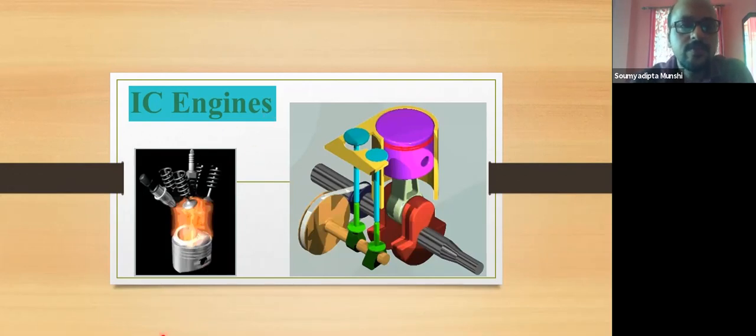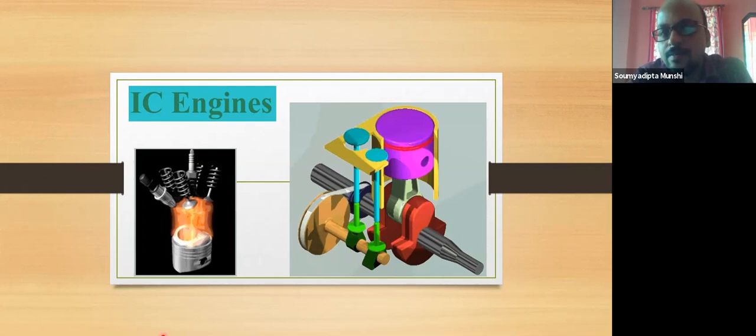So, today we are going to start the IC engine. Basically, IC engine is the short form. The IC engine means the internal combustion engine. It is also called ICE. Basically it is a heat engine in which the combustion of fuel occurs with an oxidizer, usually air, in a combustion chamber that is the integral part of the working fluid flow circuit.